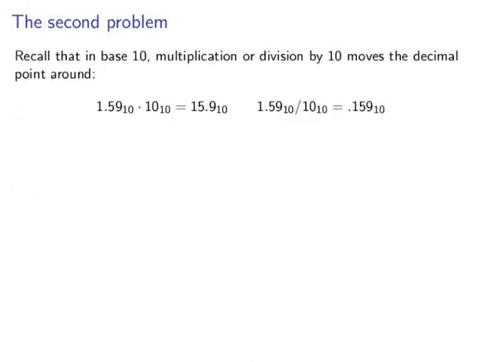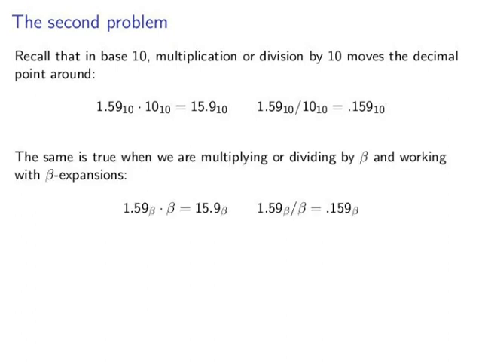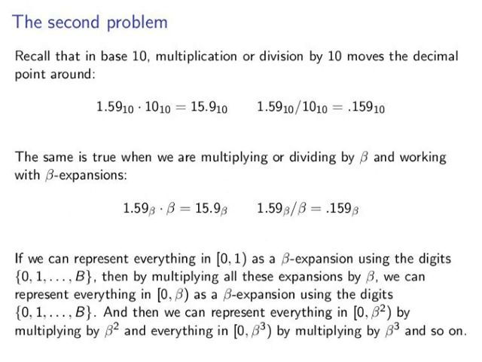Recall that in base 10, multiplication or division by 10 moves the decimal point around. 1.59 in base 10 multiplied by 10 is now 15.9 in base 10. Likewise, 1.59 divided by 10 becomes 0.159. The same is true when we are multiplying or dividing by beta and working with beta expansions. Multiplying by beta shifts the decimal point one spot to the right, whereas dividing by beta pushes it one spot to the left.